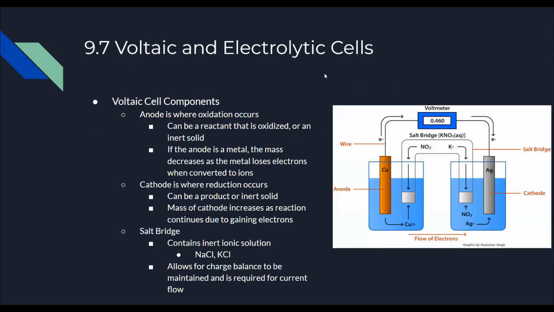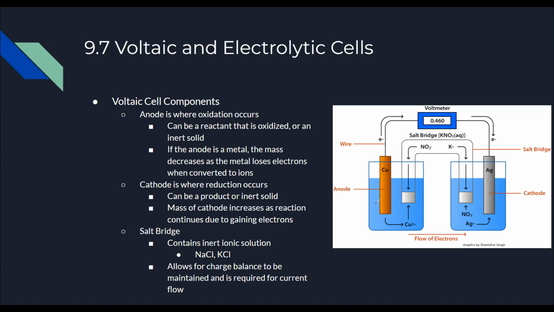So let's go to the next one. Voltaic cell components. The anode is where the oxidation occurs. The anode can be a reactant that's oxidized or an inert solid. If the anode is a metal, the mass decreases as the metal loses electrons when converted to ions. I'll try to explain this whole thing out. So basically, when something's being oxidized, it's losing electrons.